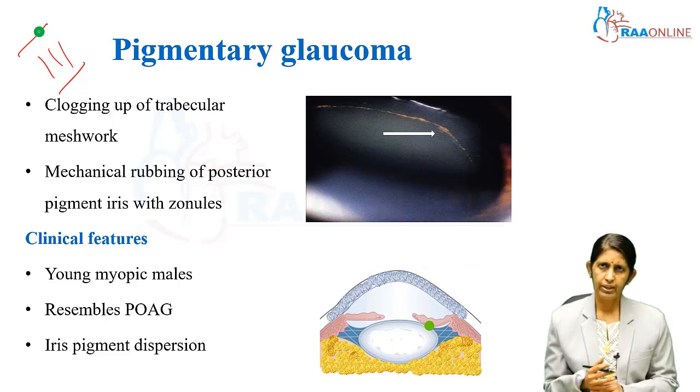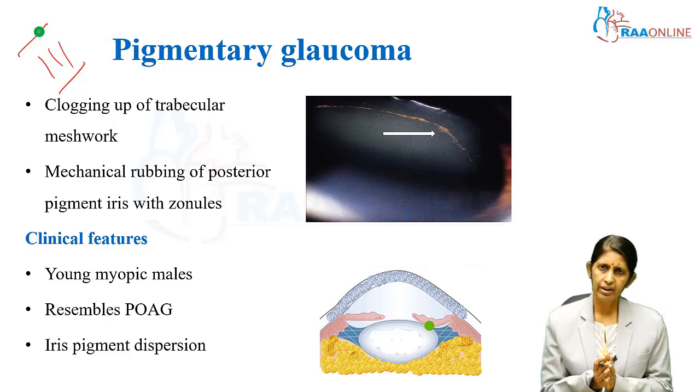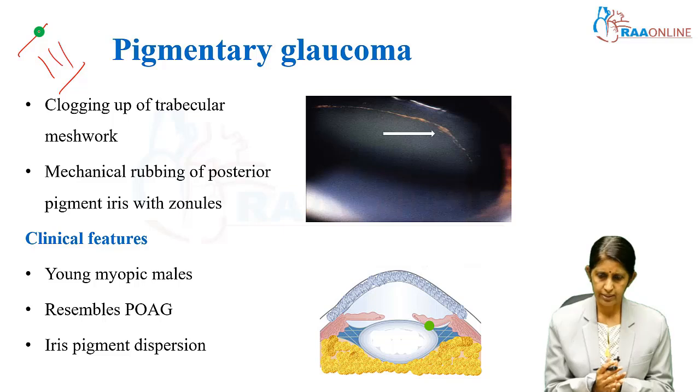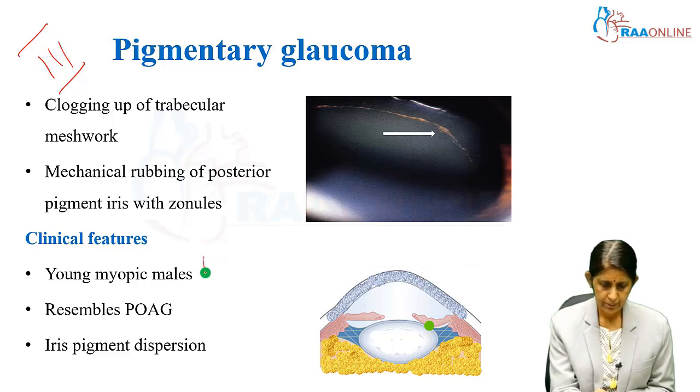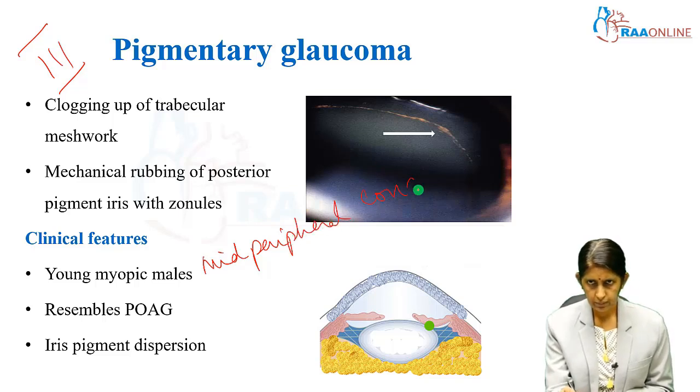Why does this happen? Why is it that pigments are released in some people? Because of the deformity of the iris. The iris has this characteristic mid-peripheral concavity. Okay, so what happens?